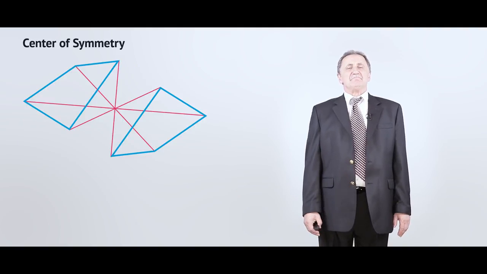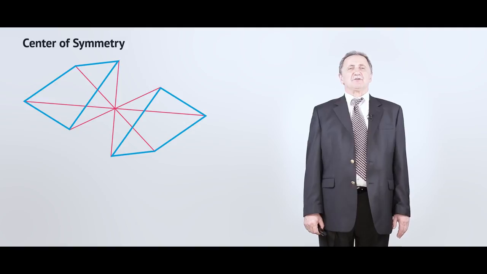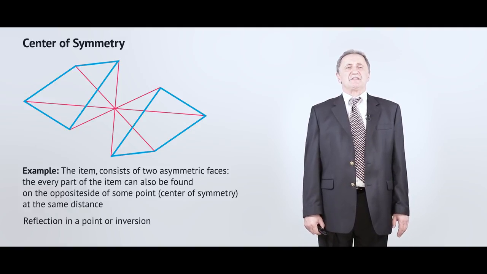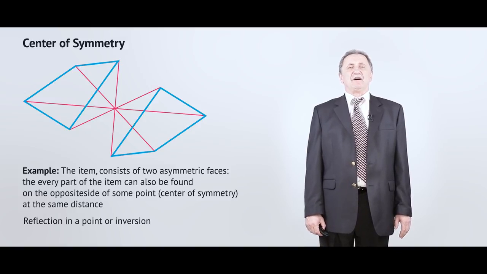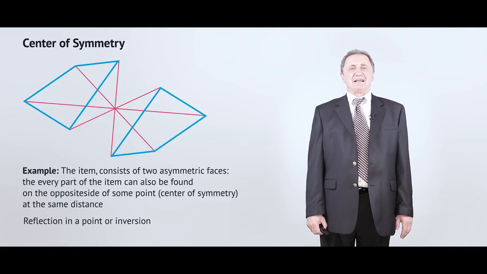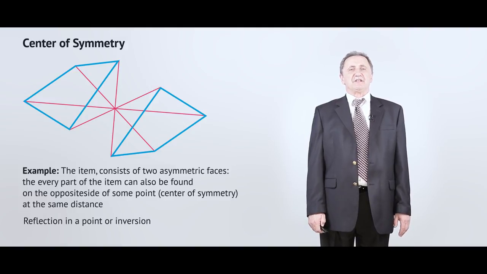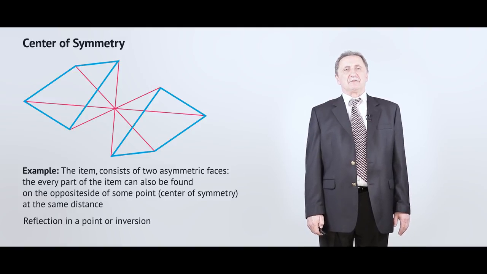So, center of symmetry, this screen demonstrates what it means. The item consists of 2 asymmetric faces, as you can see, and every part of the item can also be found on the opposite side of some point, in this case the center of symmetry, at the same distance. So this is reflection in a point, or inversion.